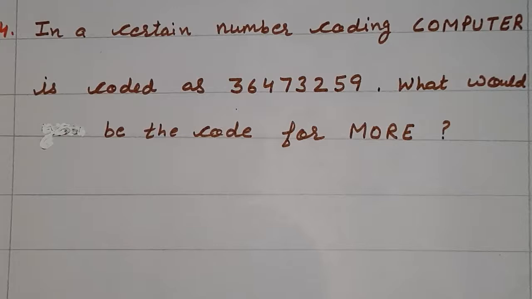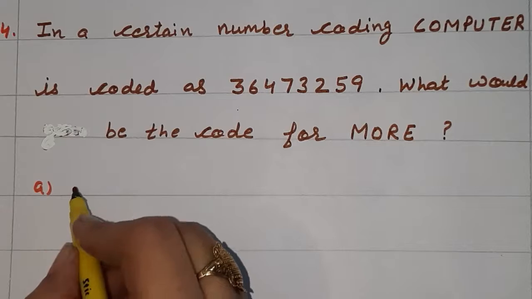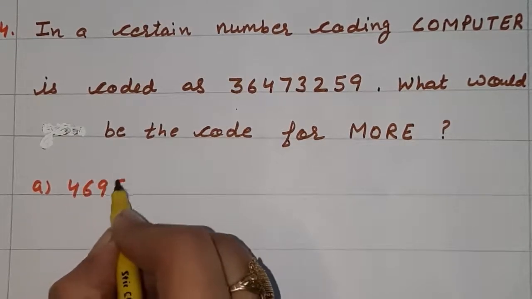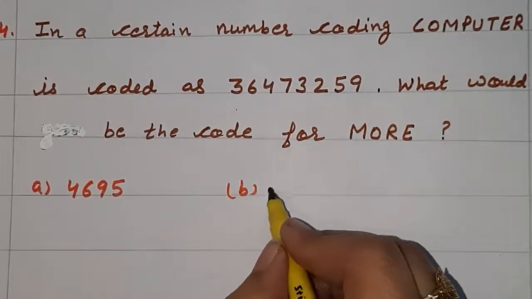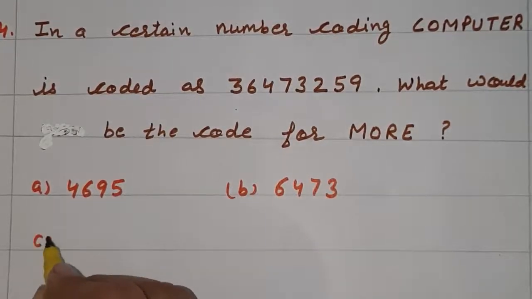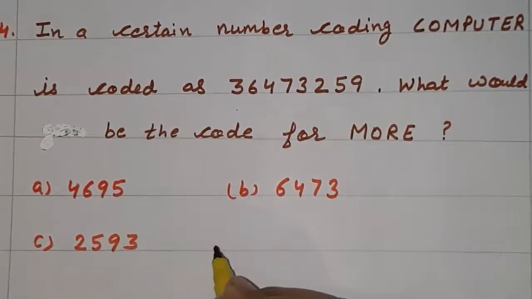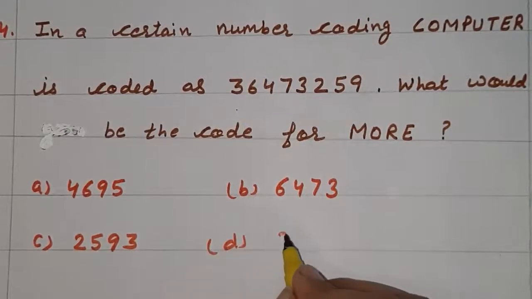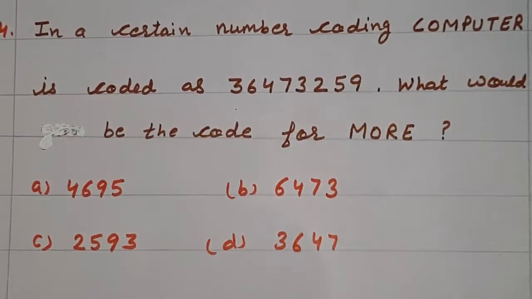Okay, and the options are 4695, option A, and option B is 6473. Option C is 2593 and option D 3647. You have to find out the correct option.